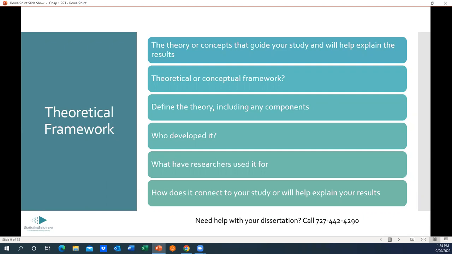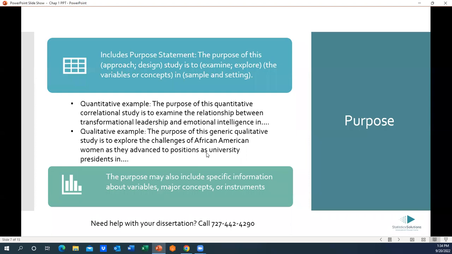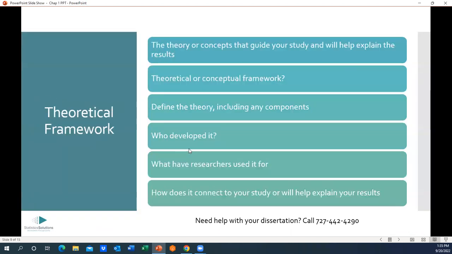So you're going to have to build a framework similar to the theoretical framework, but from the relevant concepts in the literature that are relevant to what you're doing. So let's go back to our qualitative purpose. The purpose of this generic qualitative study is to explore the challenges of African-American women as they advance in positions as university presidents in a sample setting. Let's just say the challenges African-American women face as they try to advance to university presidents. Maybe there's not a theory that covers that.